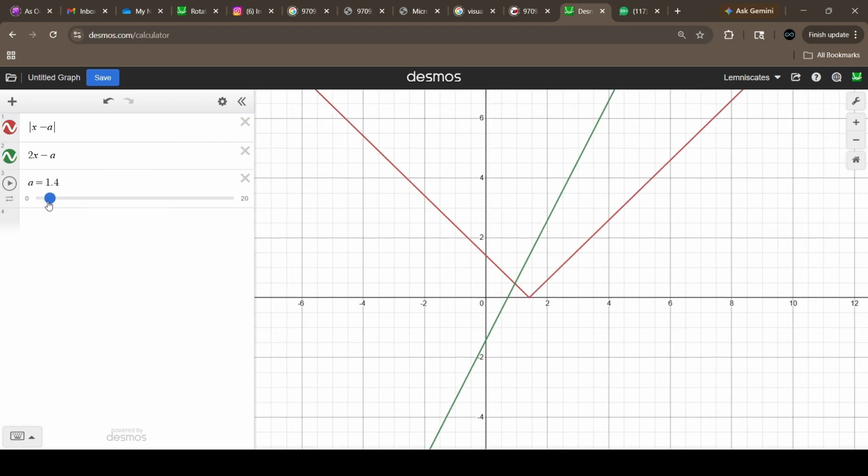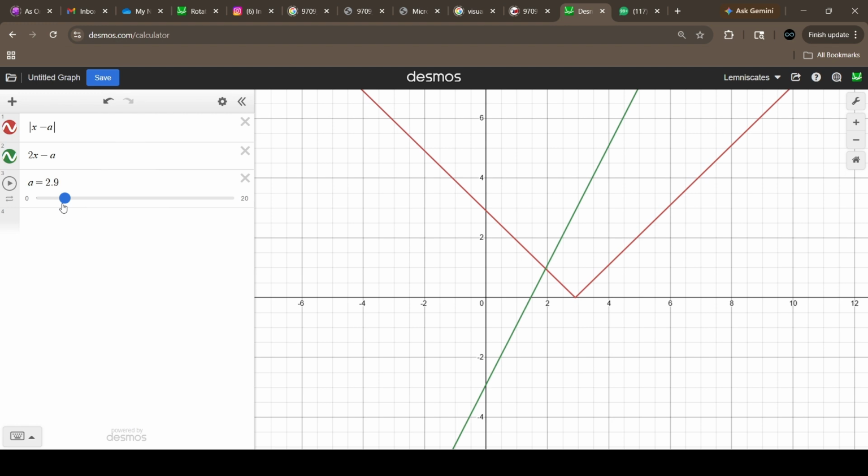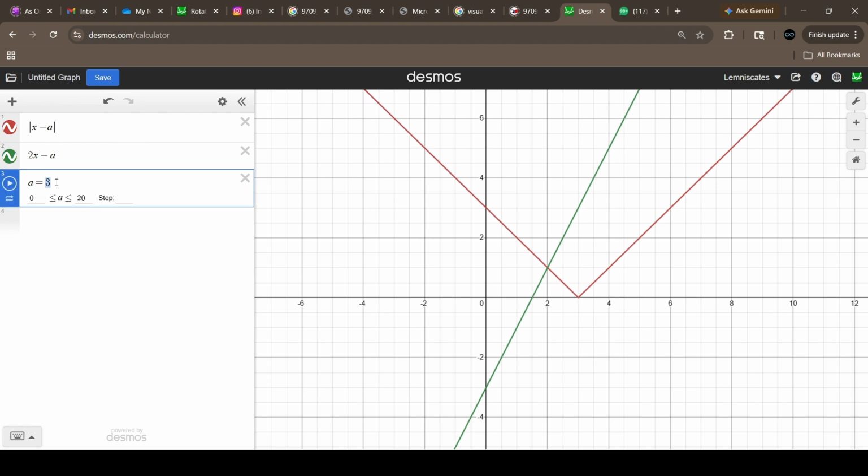Let me choose a value of a equal to, let's say, 3. I know that a has to be positive. So when my a is equal to 3, what will be my x? My x was equal to what? 2a by 3. So that is 6 by 3, which is 2. So it means that anything that is going to be x greater than 2, my line will always give me a higher y value as compared to my modulus.